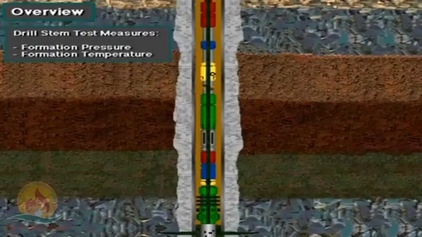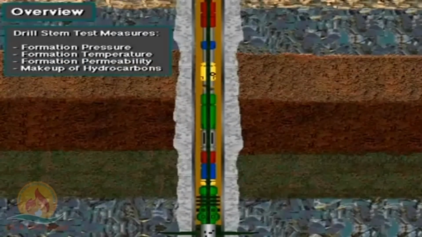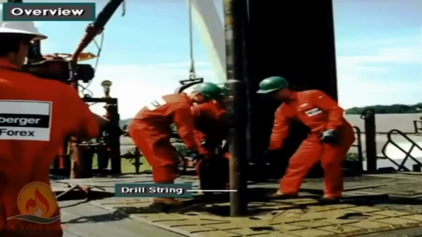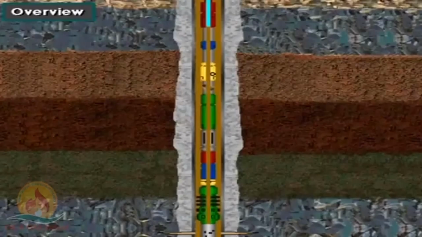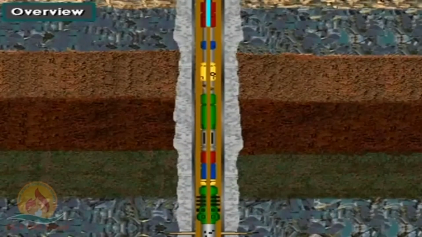DSTs also measure and record formation pressure and temperature data. To determine formation permeability and the makeup of hydrocarbons, the well owner may run a drill stem test, or DST, tool. The crew runs this assembly on the drill string, or the drill stem as it's sometimes called. The test evaluates a selected test zone. Like well logging, DSTs help well owners decide whether to run casing and complete a well.